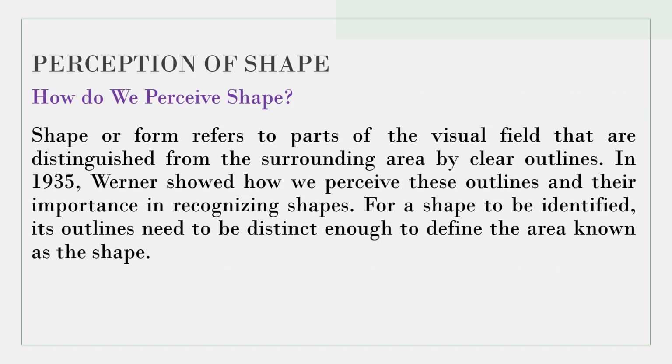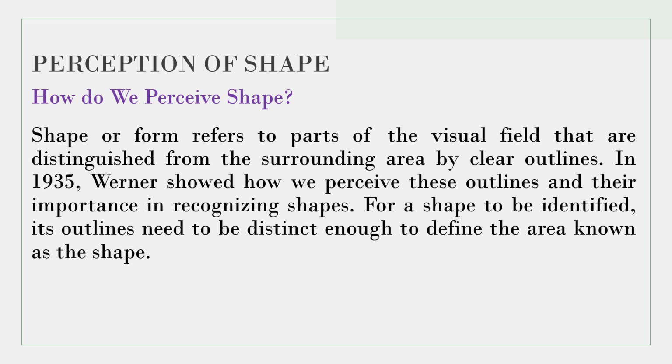So how do we perceive shape? The shape or form refers to the part of the visual field that is distinguished from the surrounding area by clear outlines. So there is a surrounding area, and a shape or form is placed in the surrounding area. Werner showed how we perceive these outlines and their importance in recognizing shape. For a shape to be identified, its outline needs to be distinguished enough to define the area known as shape.